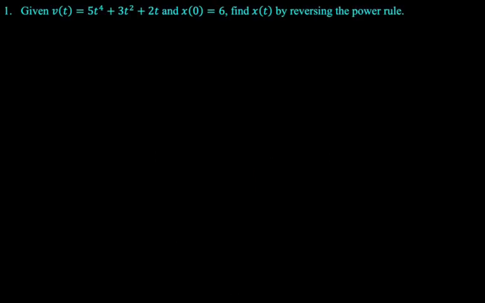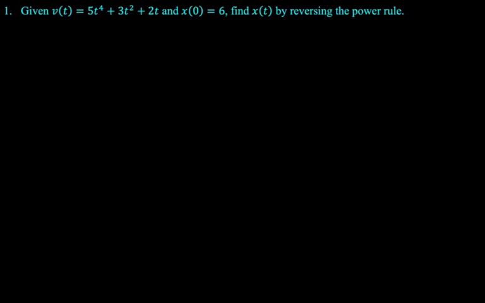Given v of t is equal to 5t to the fourth plus 3t squared plus 2t, and that x of 0 is equal to 6, find x of t by reversing the power rule. So, the power rule is bring the exponent down, and then subtract 1. To reverse that, we're going to have to add 1 to the exponent, because we subtracted 1. And then we're going to have to multiply by the reciprocal of the exponent to cancel out what happened when we brought the exponent down.